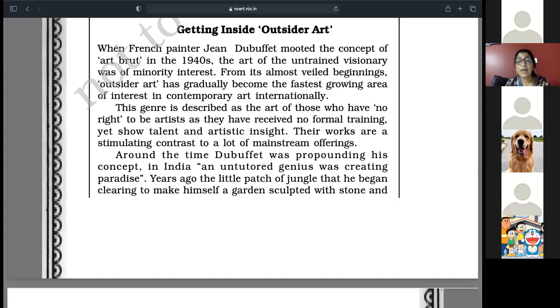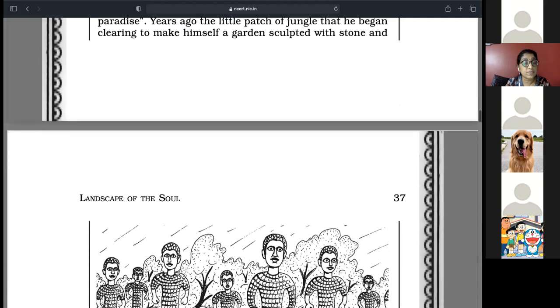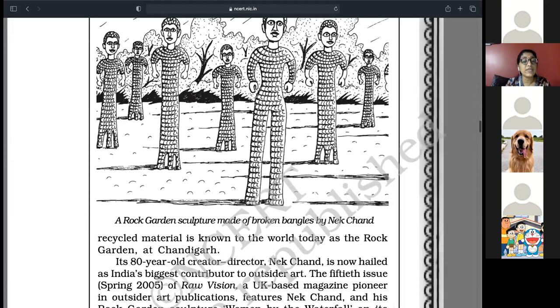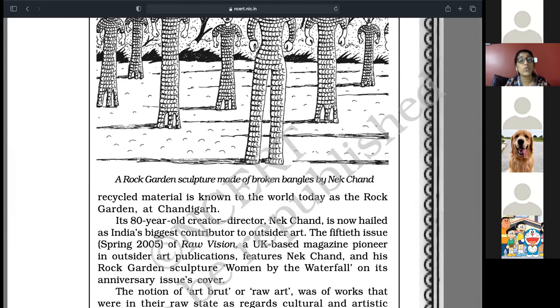Years ago, the little patch of jungle that he began clearing to make himself a garden, sculpted with stone and recycled material, is known to the world today as the Rock Garden at Chandigarh. He took a small space, cleared it, and tried to create a garden, but that garden was not created with what we call plants or something else. It was created with all kinds of waste material that we find around our areas.